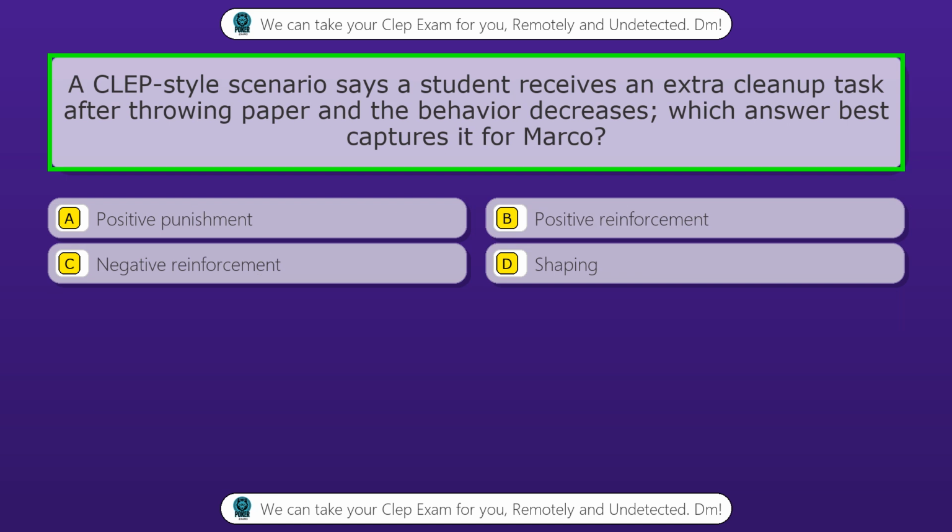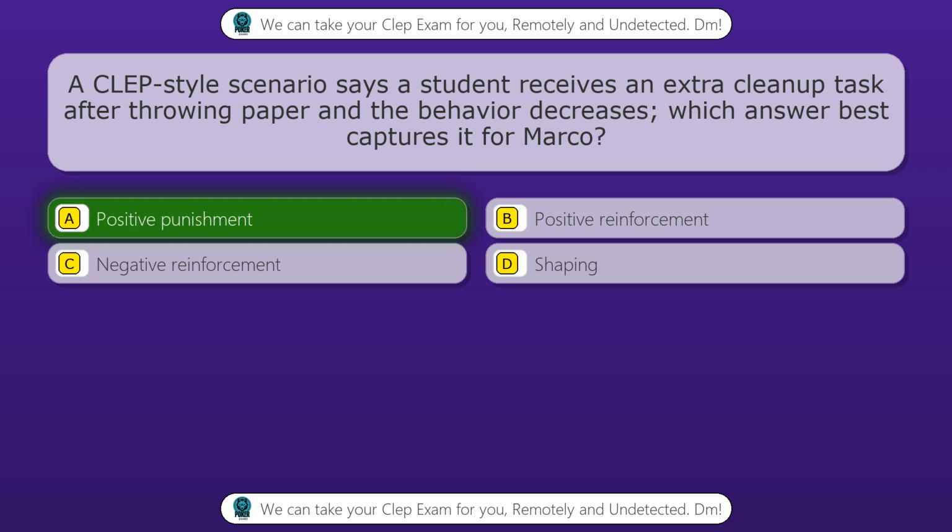Question 4. A CLEP-style scenario says a student receives an extra cleanup task after throwing paper and the behavior decreases. Which answer best captures it for Marco? Option A, positive punishment. Option B, positive reinforcement. Option C, negative reinforcement. Option D, shaping. The correct answer is option A, positive punishment.